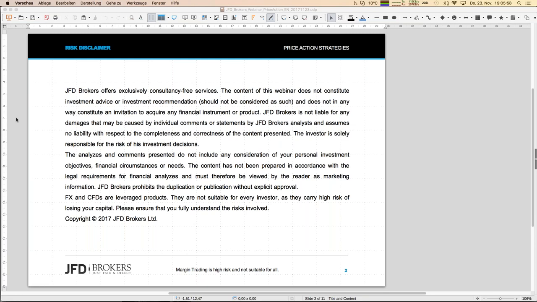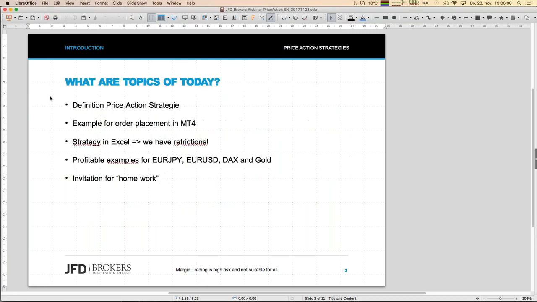But now back to our price action. Of course, when we talk about price action strategies, we have to think about how to define it.